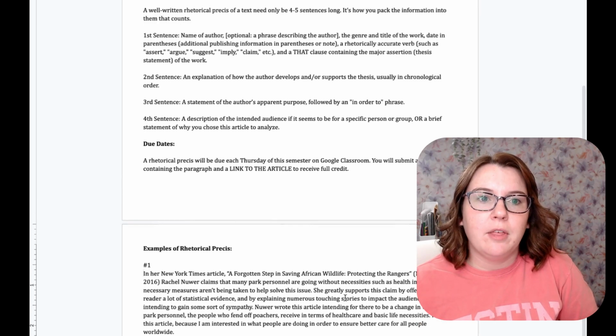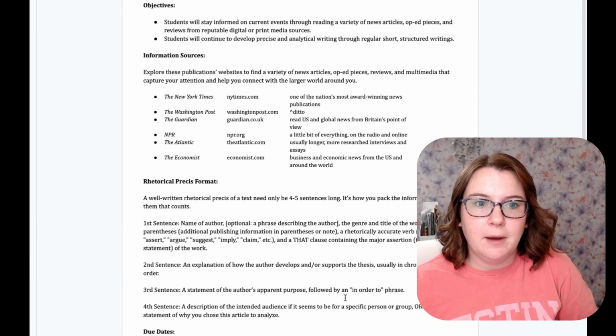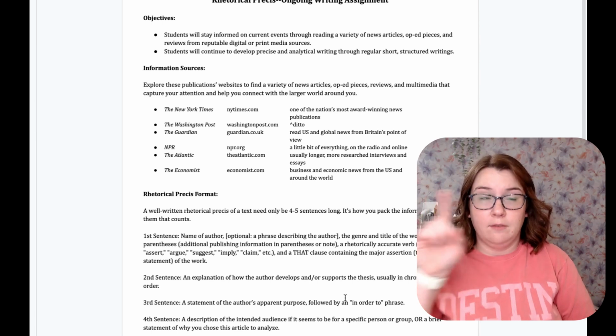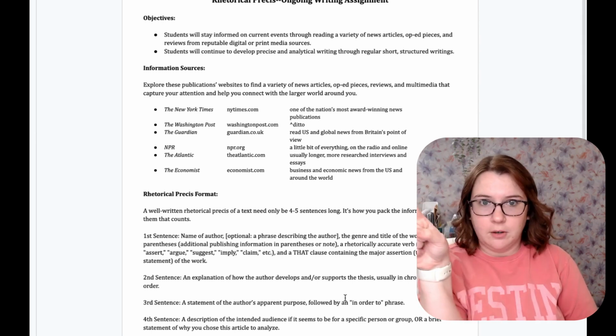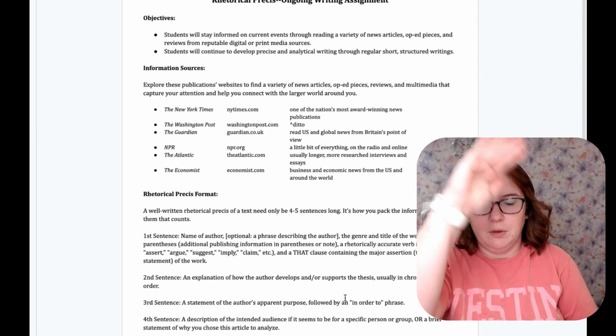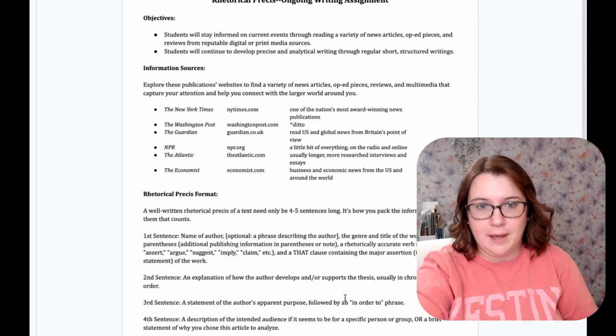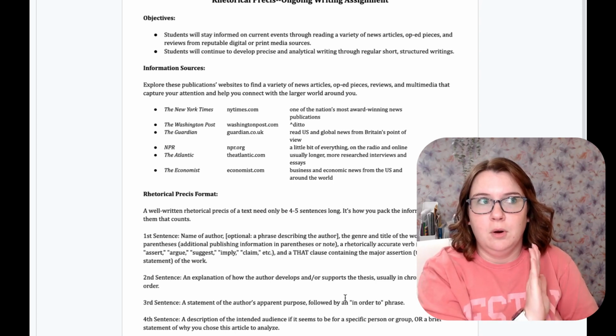All right, so this assignment, I'm really picky about these. They have to be typed. They have a link to the article at the top. They have to have those 4 sentences in that exact format, and it's due once a week.